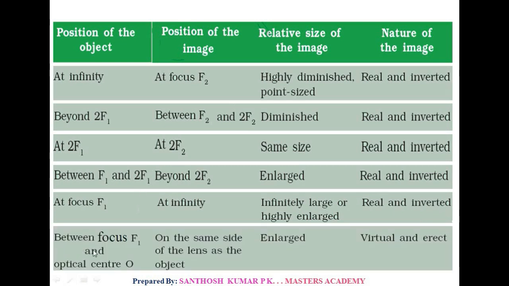Now, when the object is between focus f1 and optic center O, the image is formed on the same side of the lens and it is an enlarged image, and the nature of the image is virtual and erect. In all the cases, in the case of a convex lens, we will get a real and inverted image except one case, that is when the object is kept between focus and optic center. In this case, we will get a virtual and erect image.